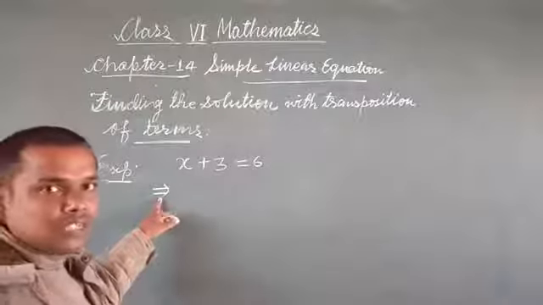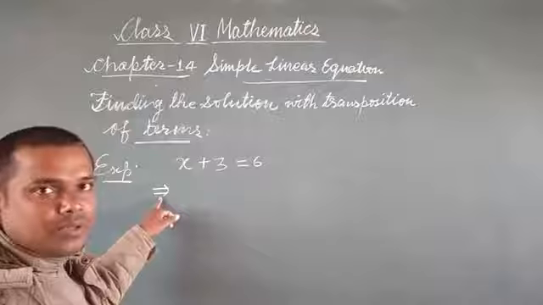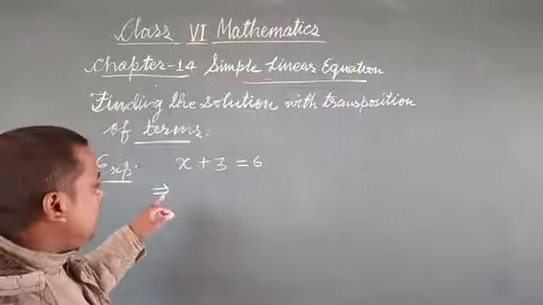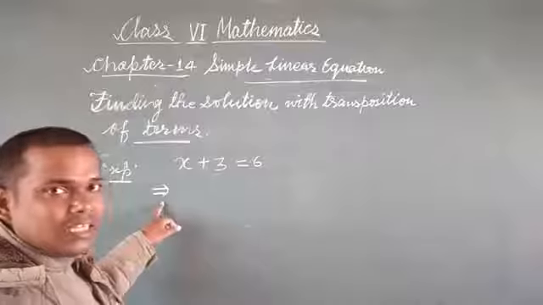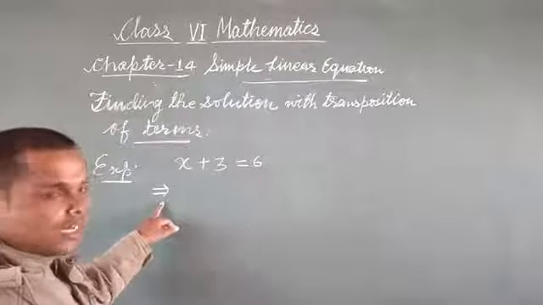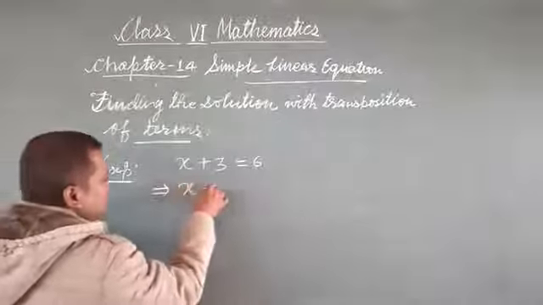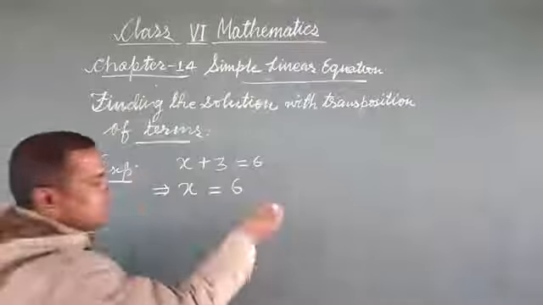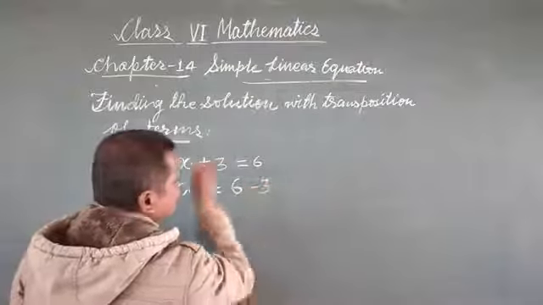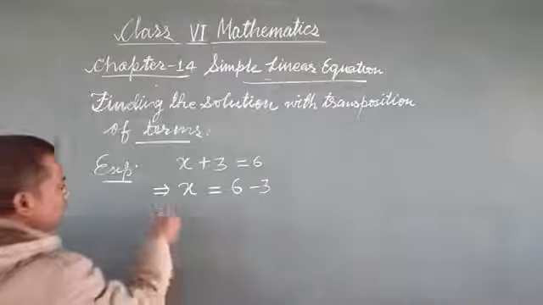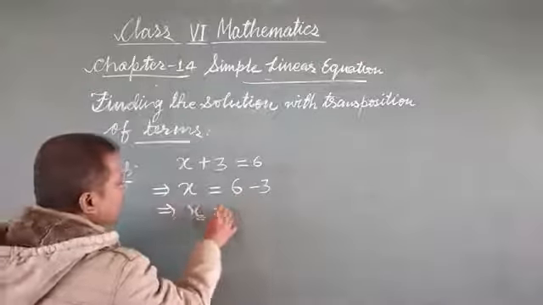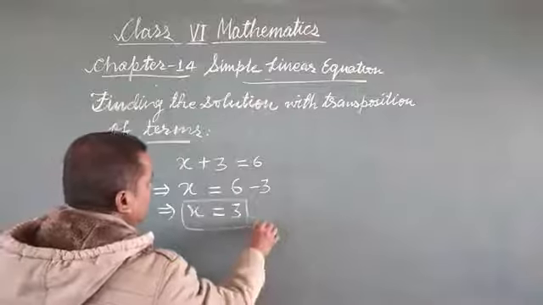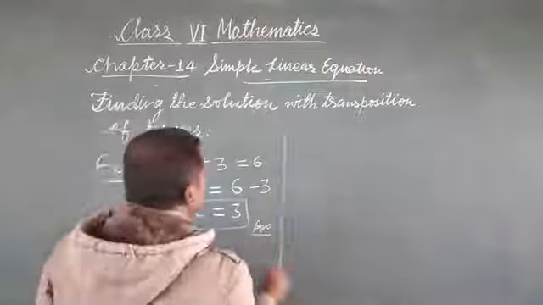Remember, you have to use this symbol when you solve an equation, and we read it as this implies that. So this implies that x is equal to 6 and plus 3 I am sending to the right side, so it will become minus 3. And now x is equal to 6 minus 3. So x is equal to 3 is the required solution. Another example I am taking.